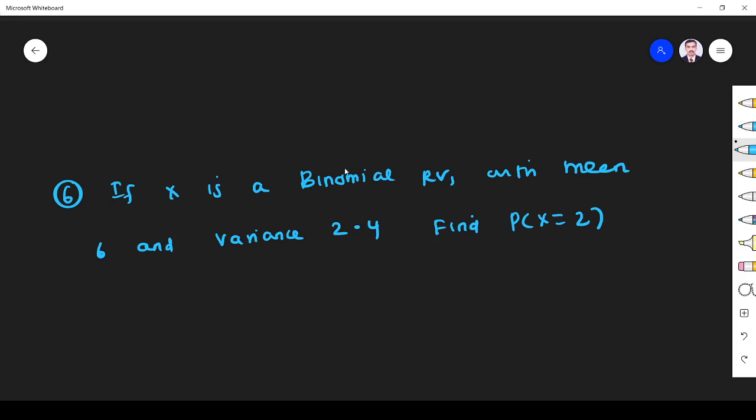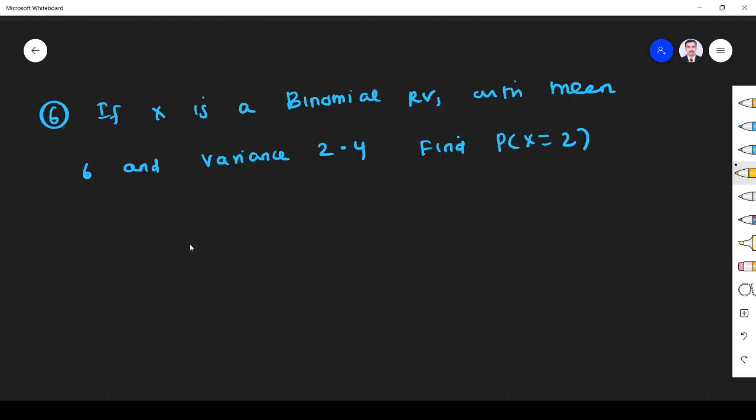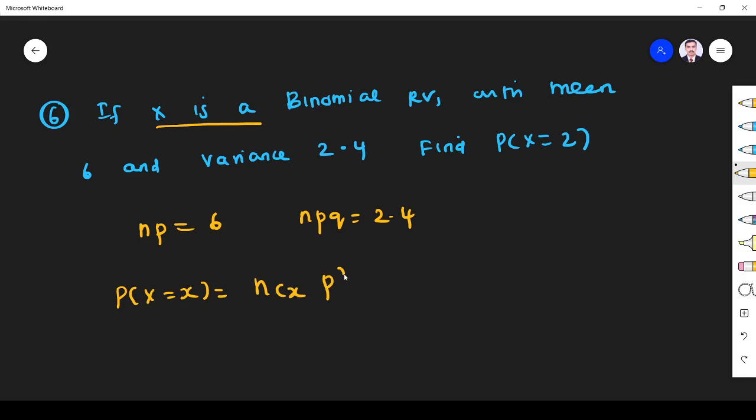The next problem is: if x is a binomial random variable with mean 6 and variance 2.4, find p of x equal to 2. In a binomial random variable, the mean is np, that is equal to 6. Variance is npq, that is equal to 2.4. What they ask, p of x, is the probability distribution of the binomial random variable. So p of x is given by nCx p power x q power n minus x. So we have to find p, q and n.